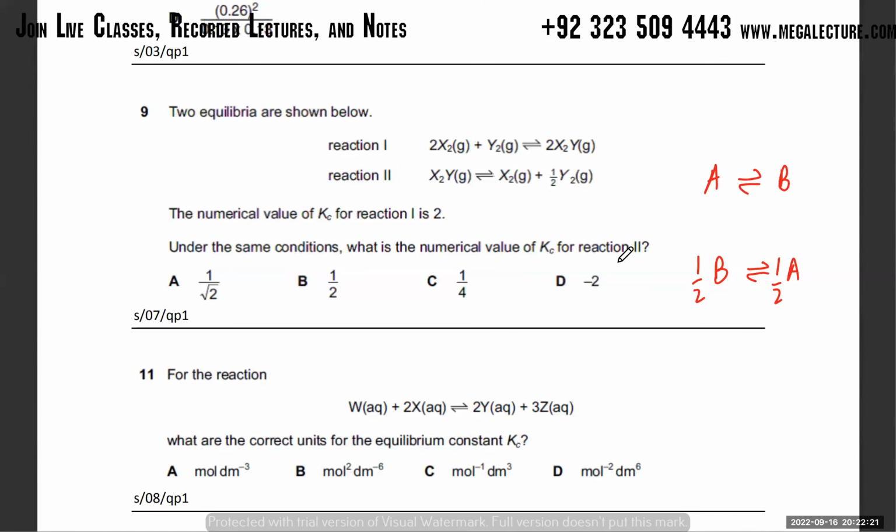Yes, sir. So they're kind of the same reaction. Will they have the same value of Kc? Because they are the same reaction, will they have the same value of Kc?